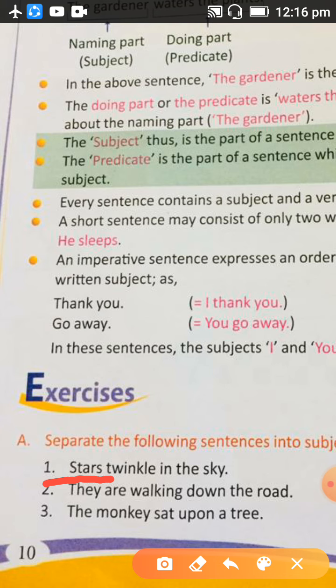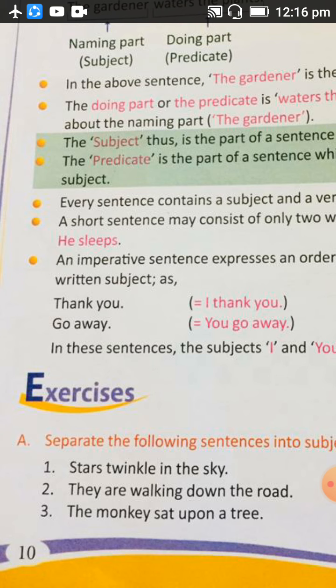I'll show you the picture. Next is sentence number 2: they are walking down the road. Who are walking down the road? They. So they is the subject and the remaining part, are walking down the road, is the predicate. The third sentence is: the monkey sat upon a tree. Who sat upon a tree? The monkey. So the subject is the monkey and sat upon a tree is the predicate.